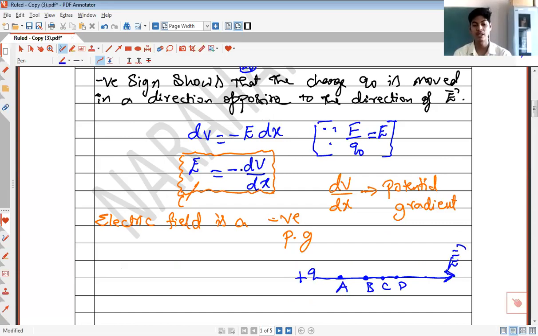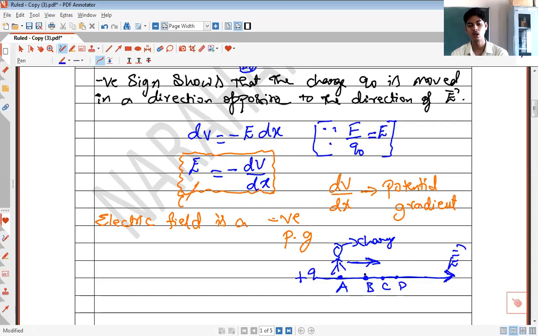E is equal to minus dV by dx. What is the meaning? I have told you dV by dx represents change in potential with distance. Now the significance of the negative sign: suppose this is a charge. If a charge starts moving in the direction of the electric field, what happens to its potential?